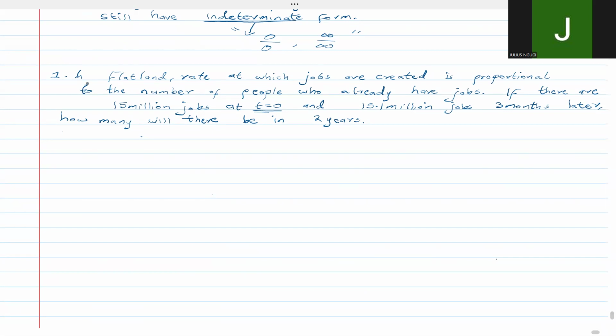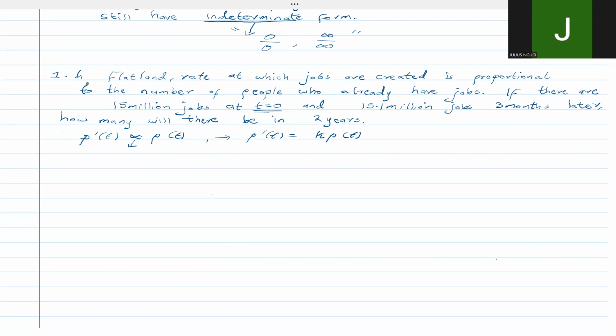in 2 years? So there's a derivation, and we can start with the high school formulation for population. The rate at which jobs, so let's call this P prime of t, the rate at which jobs are created is proportional to the number of people who already have jobs. So that's how we start. Then, if we want to remove the proportionality symbol, this is the same as P prime of t equals a constant of proportionality multiplied by P of t.